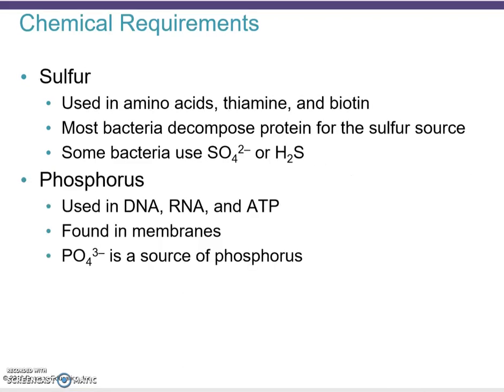Sulfur is required for some amino acids. Then thiamine and biotin also require sulfur. Most bacteria decompose protein as their sulfur source, but some also can use sulfates or hydrogen sulfide, which is a pretty smelly gas. Phosphorus requirements. Cells need phosphorus to build DNA, RNA, ATP. Many other molecules require phosphorus, so you can find it in membranes. And phosphate is a source of phosphorus for organisms.